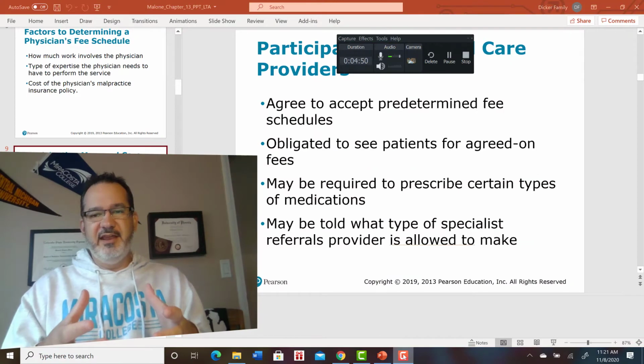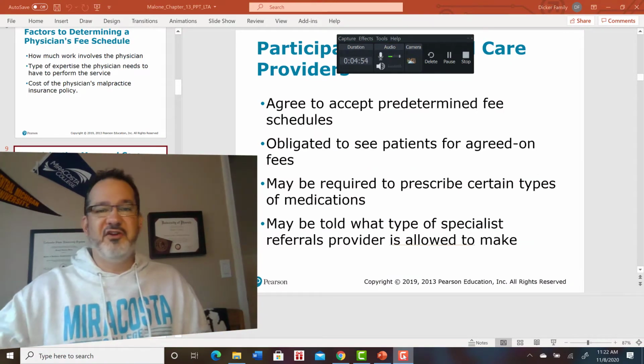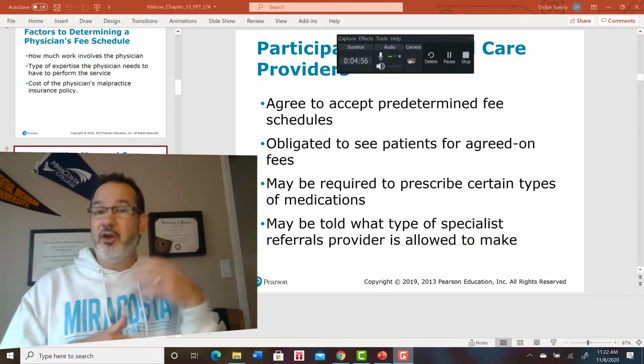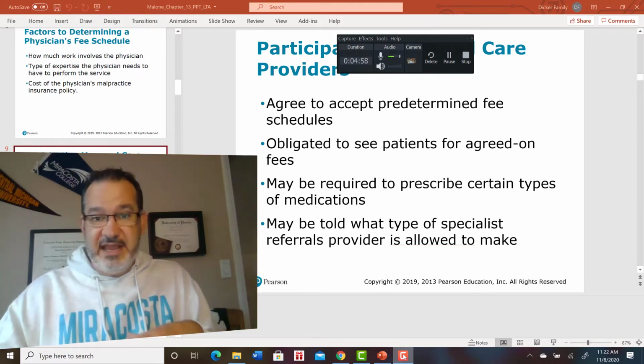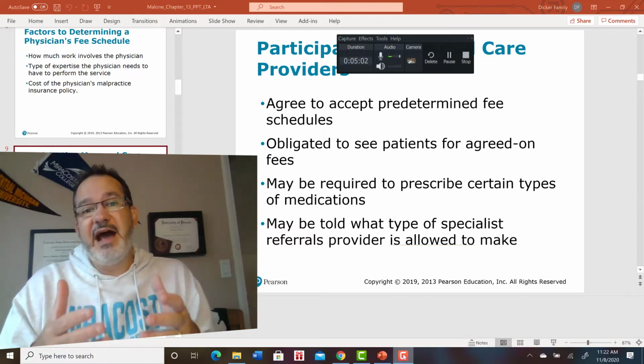Now, a participating provider would be a physician or a physician's office that agrees to take a certain insurance. That could be private insurance, United Healthcare, Cigna, Aetna. That could also be Medicare or Medicaid, or Medi-Cal in the state of California, which is the state's Medicaid option.